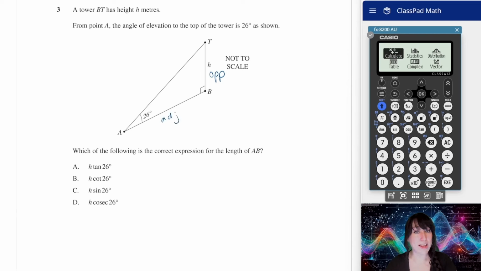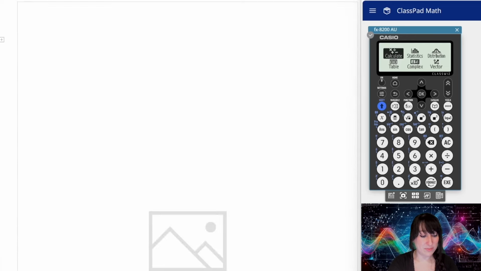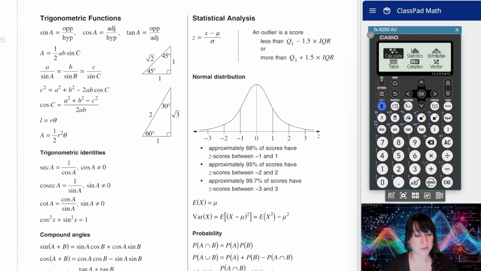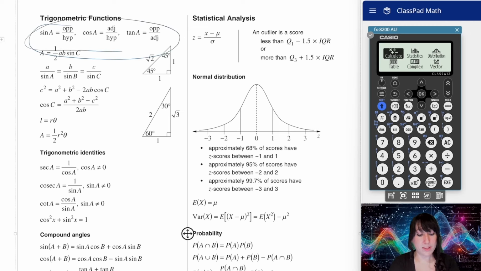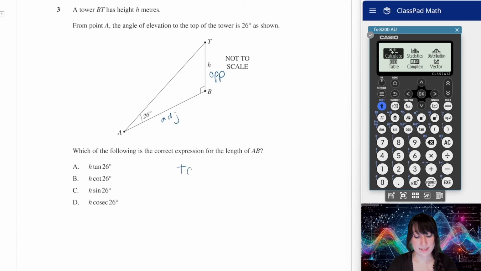So we can use right-angled trigonometry. If you need to, you can look at the reference sheet. And you'll find the trigonometric ratios here. We're working with the opposite and the adjacent, so we are going to use tan. We can write tan 26 is equal to the opposite, which is H, over the adjacent, which we'll call AB.